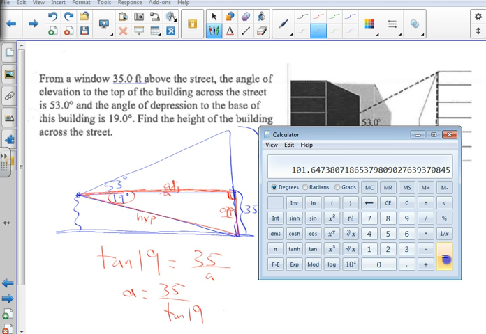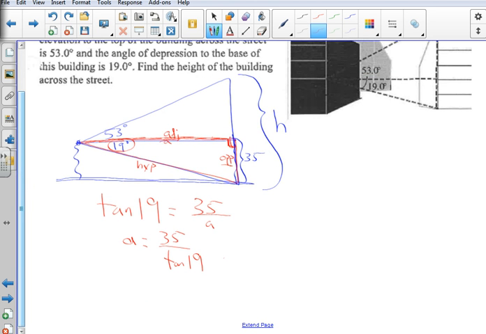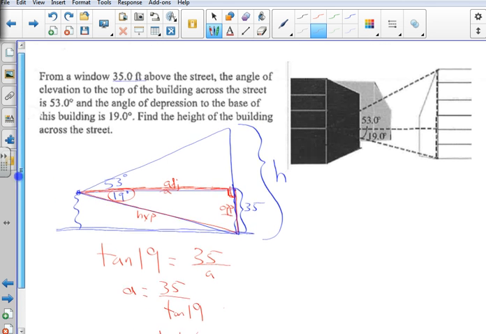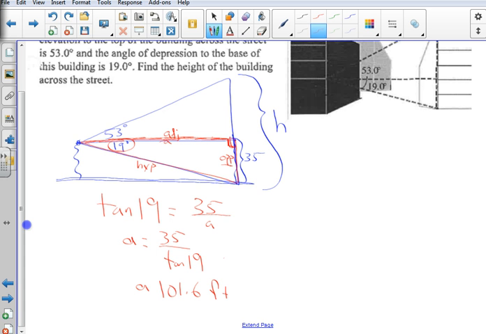So 35 divided by tangent of 19 degrees is 101.6. So A is 101.6. Is that feet? Yeah. So I know this is 101.6.